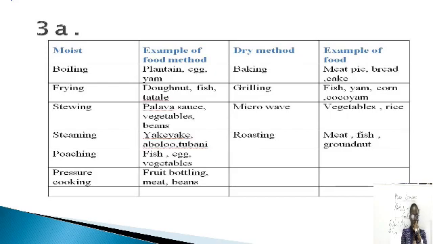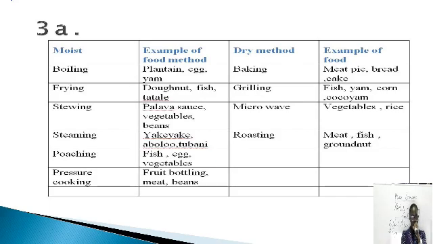The next point is stewing. Under stewing, we have palava sauce, vegetables, and beans. These are some examples of food that you can cook under the stewing method. Now, our next point is steaming. Foods that we can steam are yakayake, aboro, and tumbani. These are some of the foods that you can cook under the steaming method.